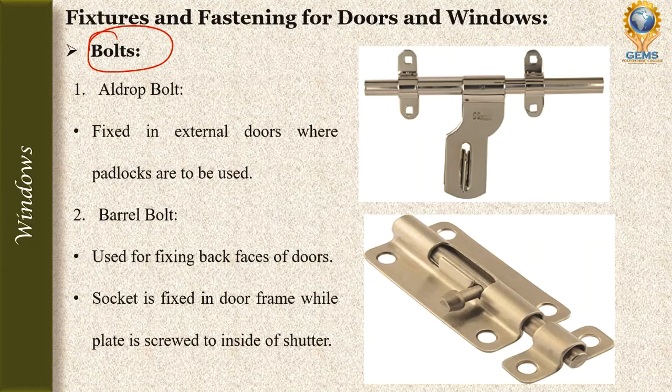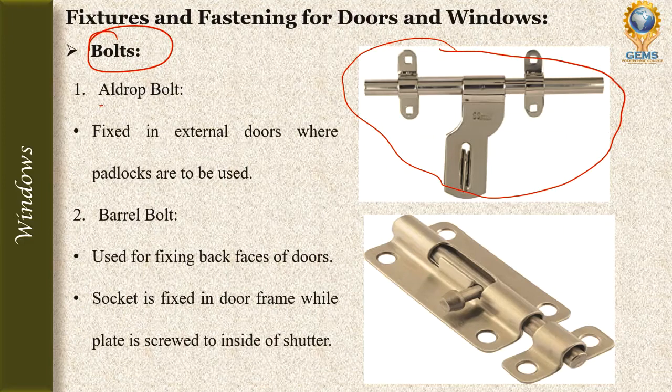So what are the bolts that will be used in door and window? Bolt here is not the lock where we will lock the door. That part, the lock, is different, and the bolt is different. This is the bolt. So the first type is the aldrop bolt. This is the aldrop bolt.